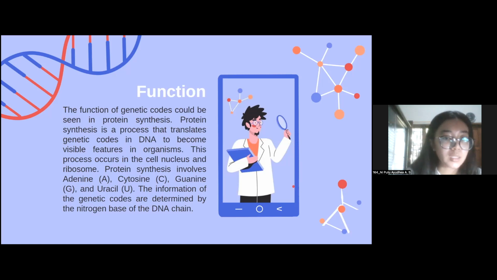Protein synthesis involves adenine, cytosine, guanine, and uracil. The information of the genetic codes are determined by the nitrogen base of the DNA chain. Next.